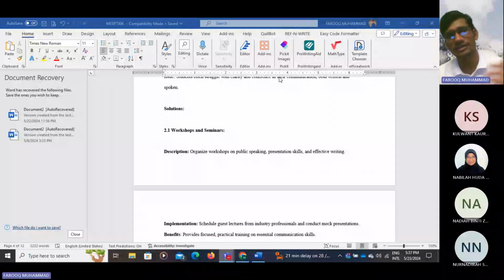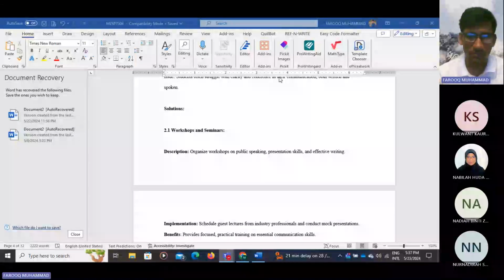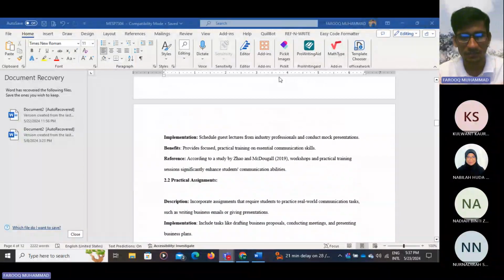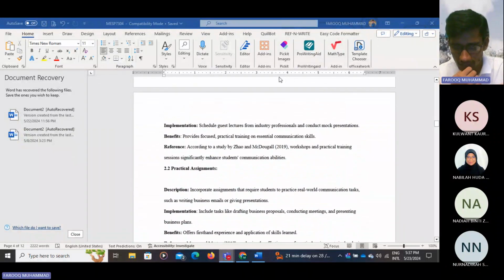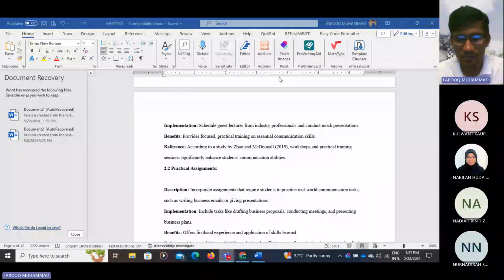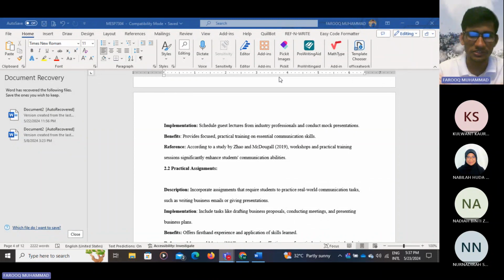Like if you are writing an essay or an email, you should know about the body structure. You should know how the body will be written in a very particular context. Besides this, after implementation, the benefit is that it provides focused practical training on essential communication skills. I used the reference Zhao and McDougall 2019 for the workshop and practical training.